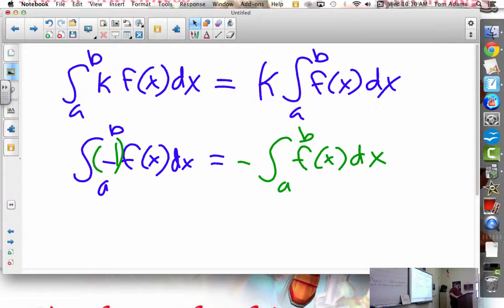It might be easier for me to integrate something if I factor out a -1, and then once I have the -1, I toss it to the front, and then at the end we'll tack it onto the end. This is based on limits.